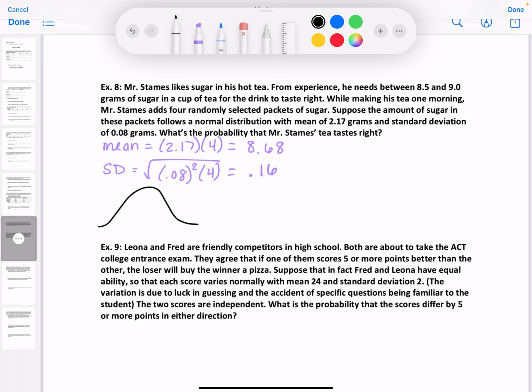All right, our mean was 8.68, so it's going in the middle. He wants his grams of sugar to be between 8.5 and 9. Man, can you even taste tea at that point?